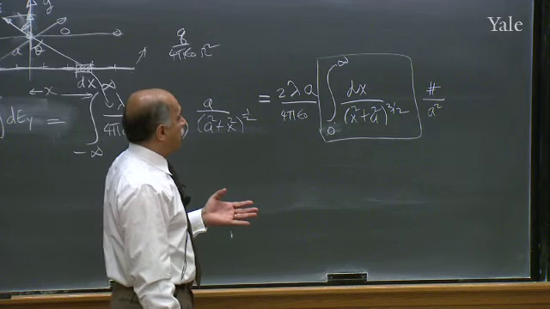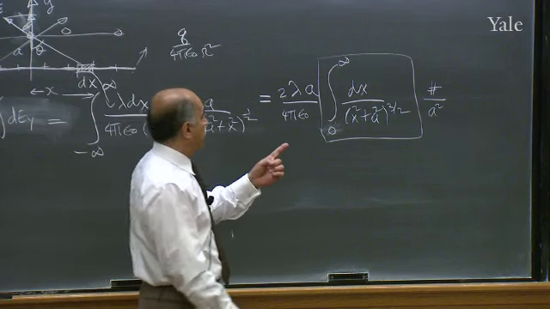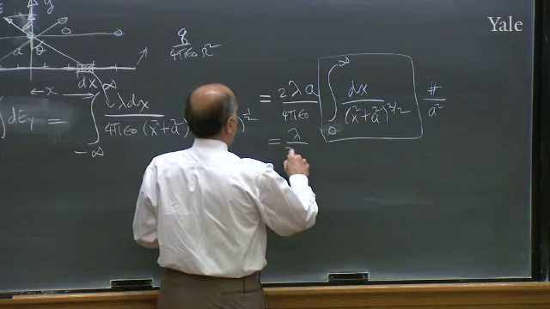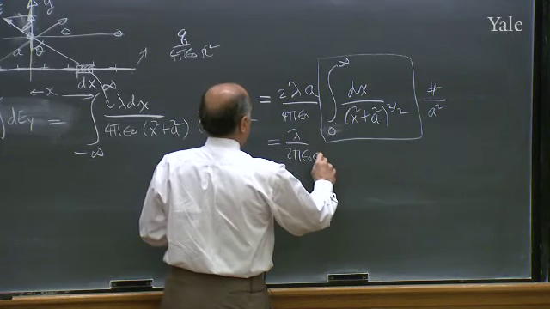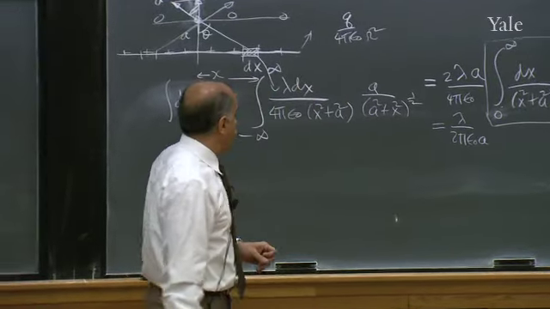So I'm going to do all the work now to show you that the number is actually just 1. This number will turn out to be 1, in which case you will find it's lambda over 2 pi epsilon 0 a. Well, let's see how to get the number to be 1.